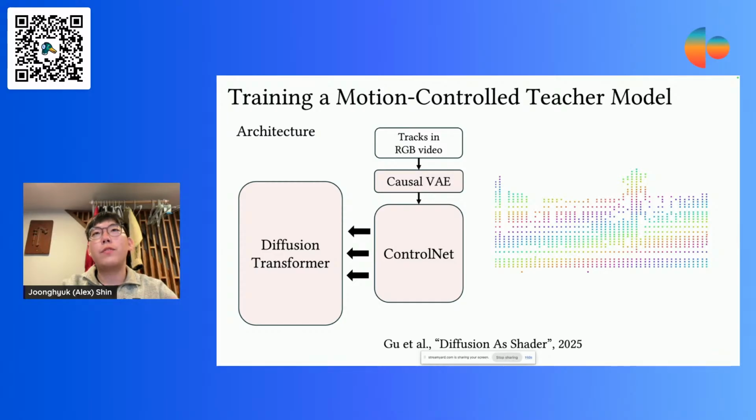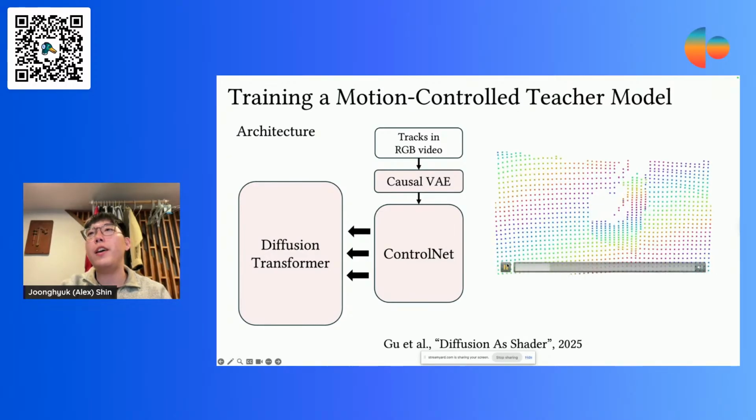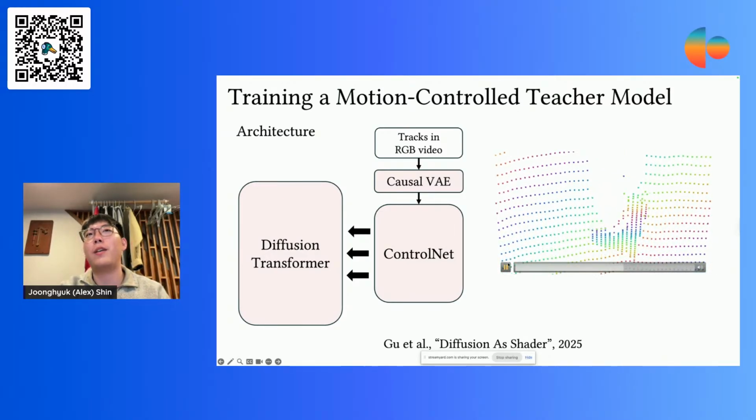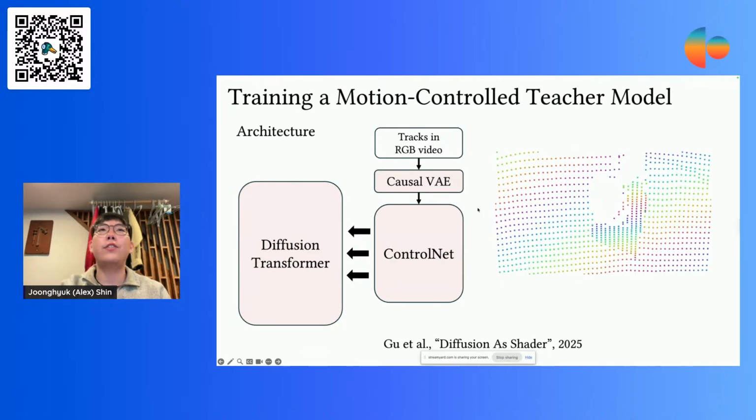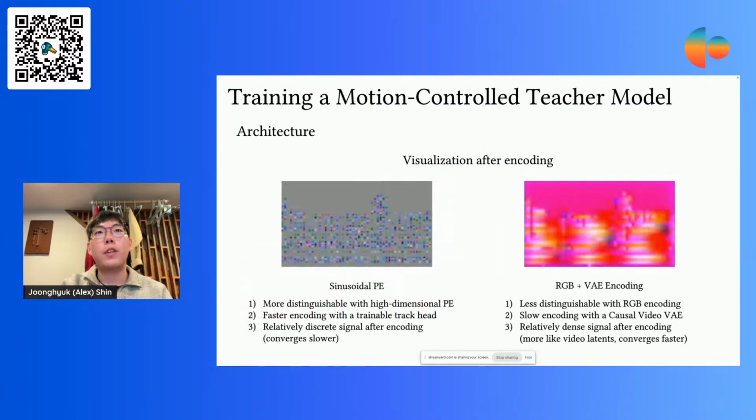Another way of doing this conditioning is encoding the point trajectories into an RGB video. Imagine you have a moving camera, and you can project it into an RGB video like this. You can send it through a causal VAE that is typically used in video generation pipelines, and send it through a ControlNet and do the exact same thing as motion prompting. When you actually try to visualize how they look, this is how they look.